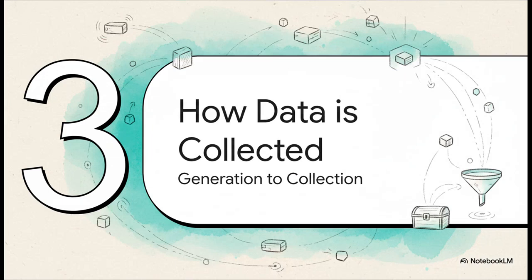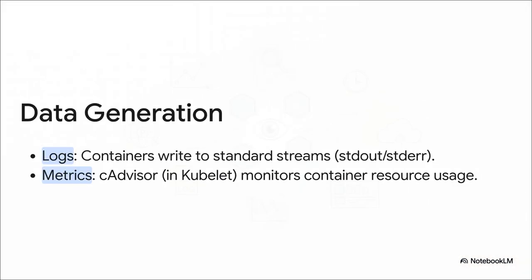Okay, so now we know what kind of data we want, but in a massive distributed system where nodes are spinning up and down all the time, how do we actually get our hands on that data reliably? Let's peel back the onion and look at the mechanics of data collection. It all starts at the source, right? By convention, our containers are just writing their logs to standard output and standard error, simple as that. And for the resource metrics, like CPU and memory, every single node in your cluster is running a component called the kubelet.